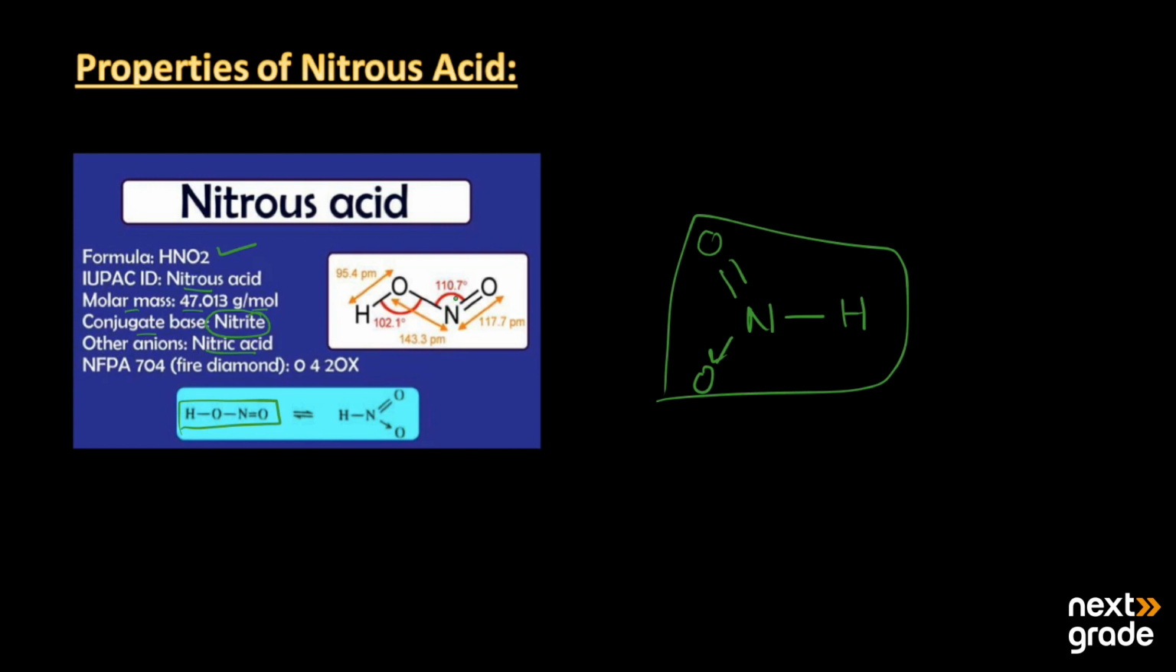The bond between nitrogen and oxygen is double on one side and single on the other. The angle is 110.7 degrees, and between hydrogen and nitrogen 102.1, and the bond lengths are in picometers. So these are the simple properties of nitrous acid.